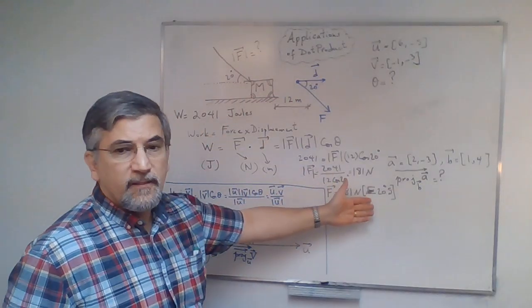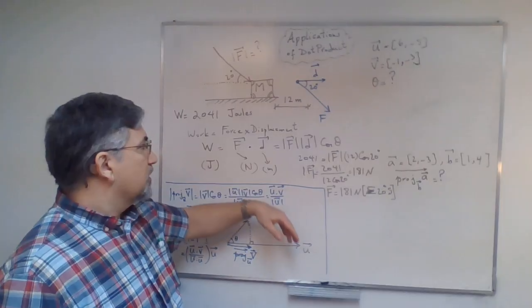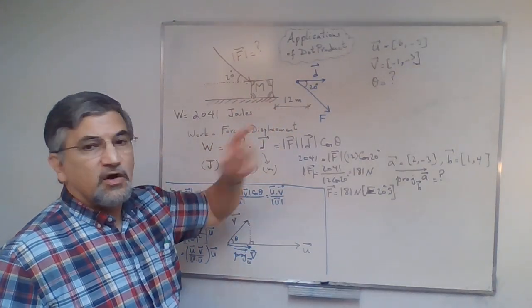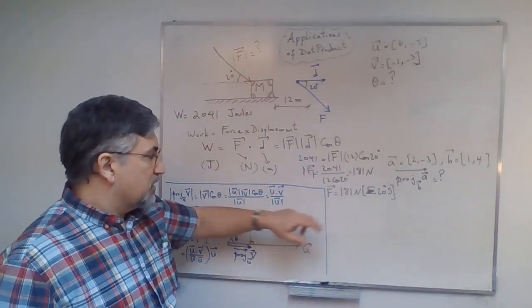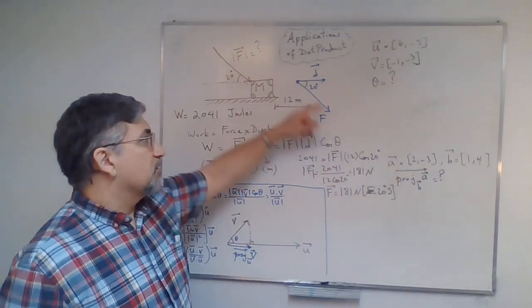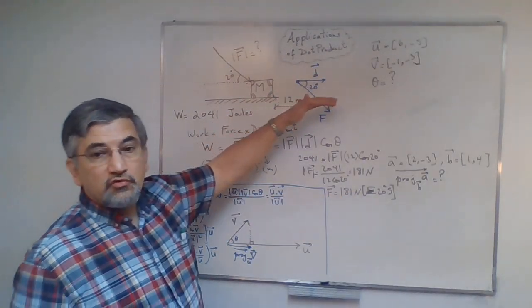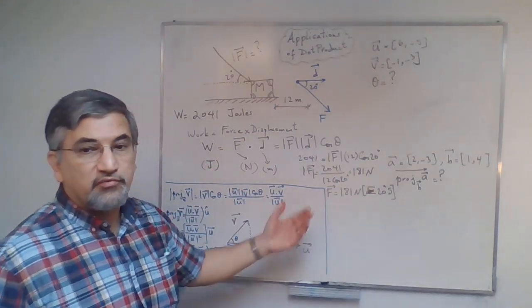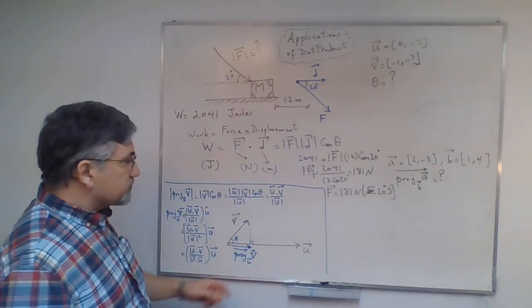Or you can use true bearing coming from north. It would be like 90 plus 20, 110 degrees, okay? Or you can just write down 20 degrees below the horizontal, or any kind of direction appropriate you can use there.